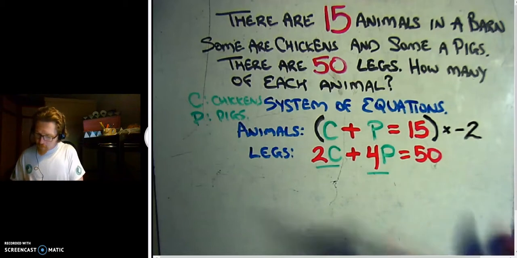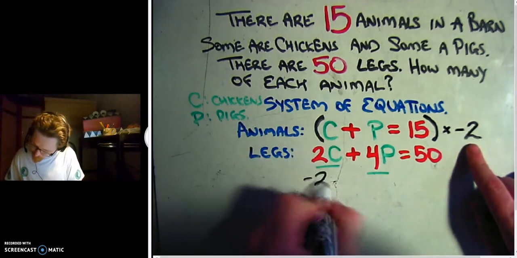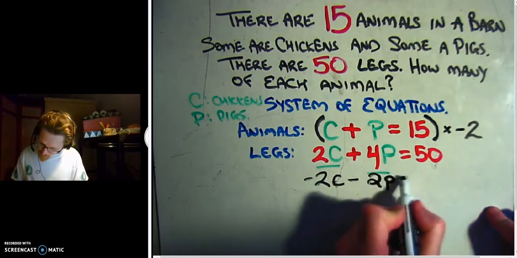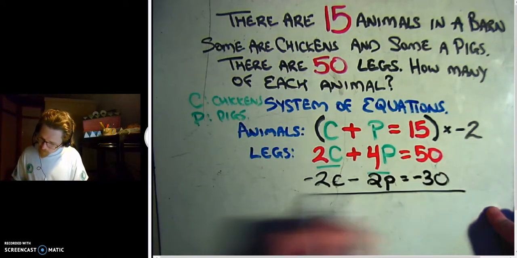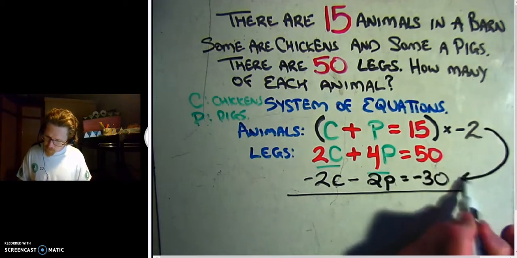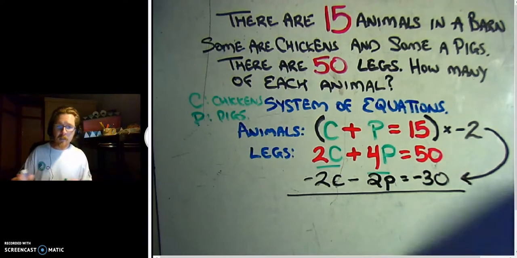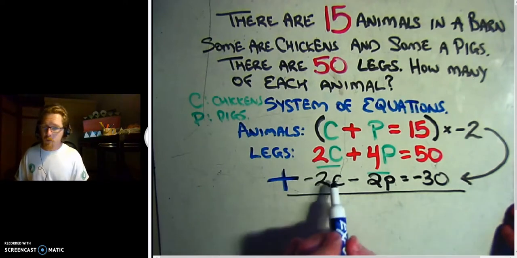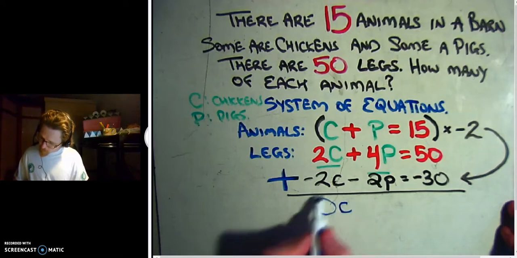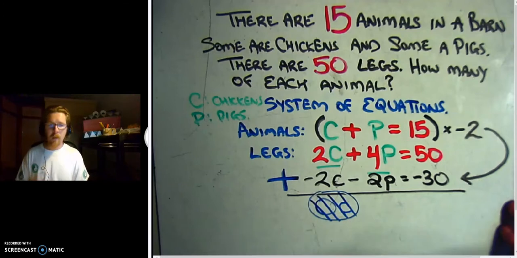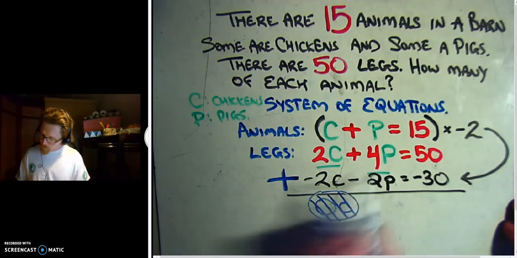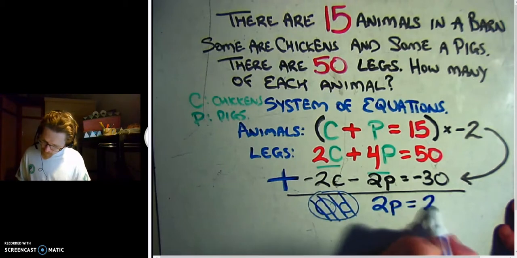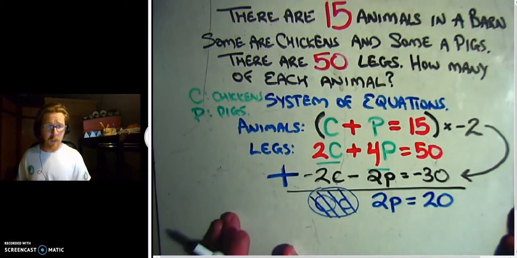And watch what happens. -2 times c is -2c. -2 times p is -2p. And -2 times 15 is -30. So I just took this equation and in a sense I rewrote it as this equation, because if I now add these two equations together, 2c plus -2c is 0c. So in a sense, I've eliminated the chickens. Now 4p plus -2p is 2p, and 50 plus -30 is 20. So I'm left with an equation that says 2p equals 20.